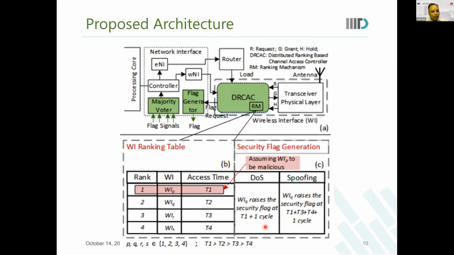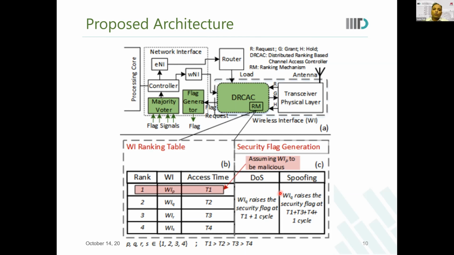To prevent that, we proposed this modification in our wireless router itself, where we have this distributed ranking-based channel access controller. Now, what is this controller? Based on the shared information from everyone, it has the access time for each of the wireless interfaces. This is a table which gets periodically updated, and whenever this time expires and still the next WI, wireless interface, does not get the token to transmit its messages, then it raises a flag.